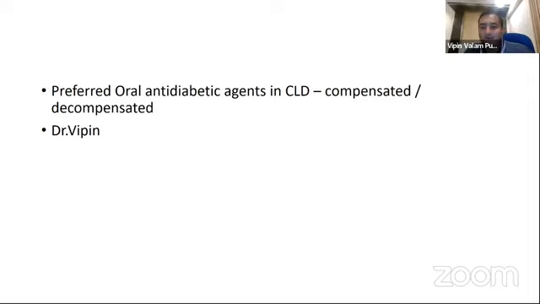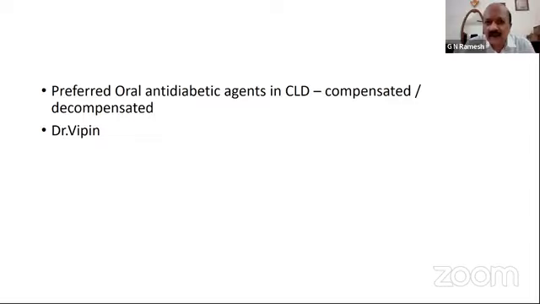Child B, if the patient is already on metformin, I would like to continue on that. Or if I am starting on metformin, I'll continue with 500 or 1000 milligram maximum per day. But definitely my first choice is a DPP-4 inhibitor in a decompensated liver disease rather than metformin.